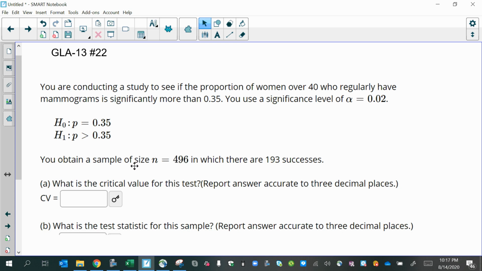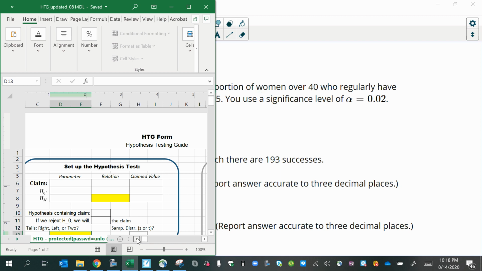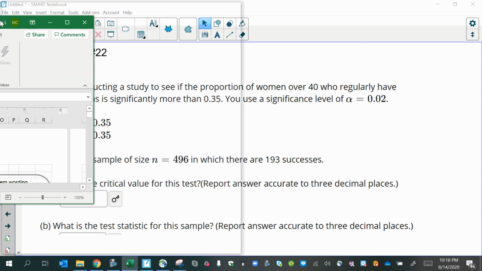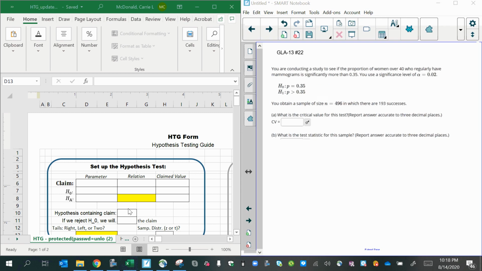You obtain a sample of size n equals 496, in which there are 193 successes. So then we're asked to go forward and find the critical value, the test statistic, the p-value, and make a conclusion about the claim. So in short, we are completing the hypothesis testing process, and we can use the guide to help us with this. Okay, we already have the hypotheses figured out, but we'll go ahead and enter that into our form.